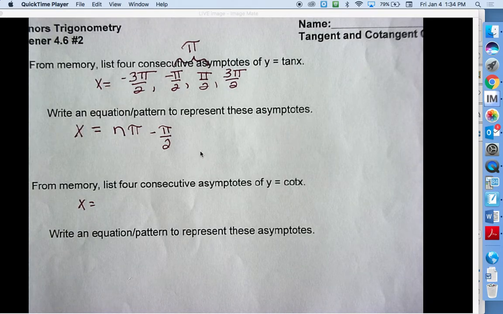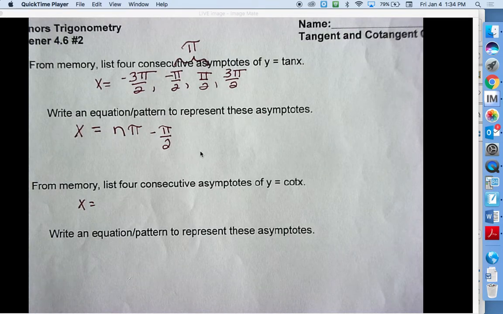The reason it's pi is because that's your period. So that pi value is the distance the asymptotes are away from each other. And if I want to have one period graph, I could plug in a 1. If I wanted to find the second period, I could plug in a 2. So that pi is there because that's the distance between a set of asymptotes.